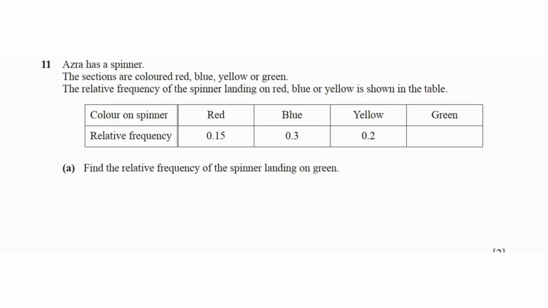So for that, we will subtract all of these frequencies from 1. The reason being that the total frequency of the events is always going to equal 1. It's never going to be greater than 1 or less than 1 for the total frequencies. So we subtract these from 1, and what we get is 0.35.